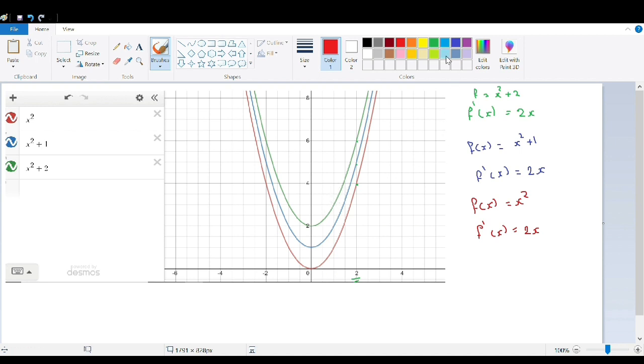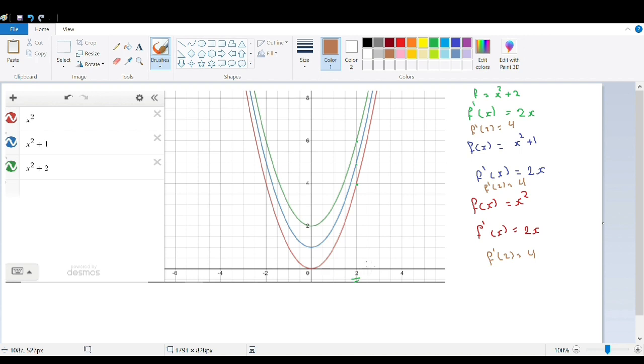So the slope of the green one, we have seen, is f prime of 2, which we evaluate: f prime of 2 equals 2 multiplied by 2, which is 4. The slope of this one, f prime of 2, gives us 2 multiplied by 2, 4. The slope of this one, f prime of 2, will be equal to 2 multiplied by 2, which is equal to 4. So all these three have the same slope at x equals 2.